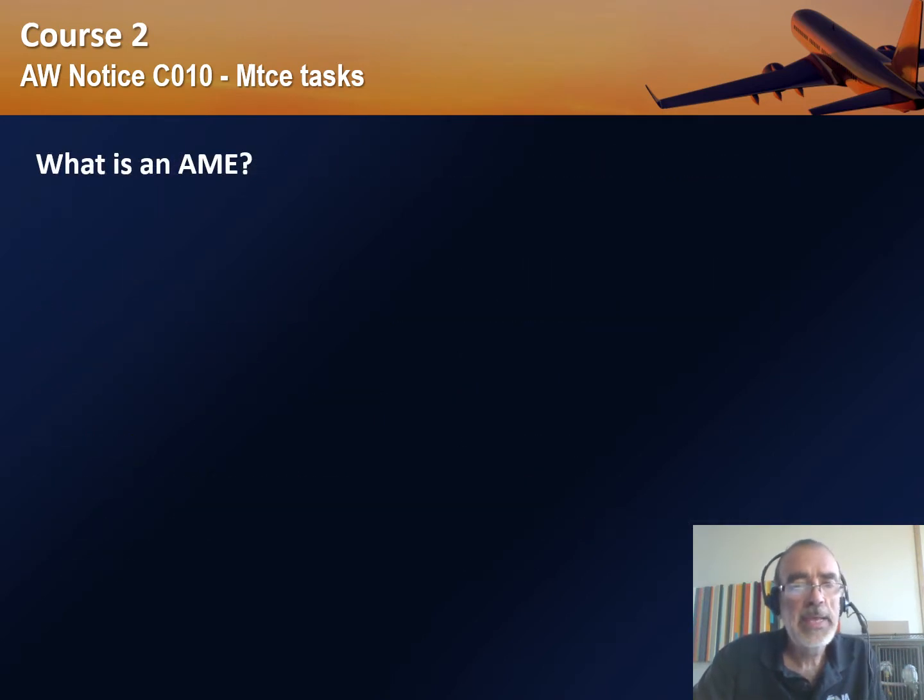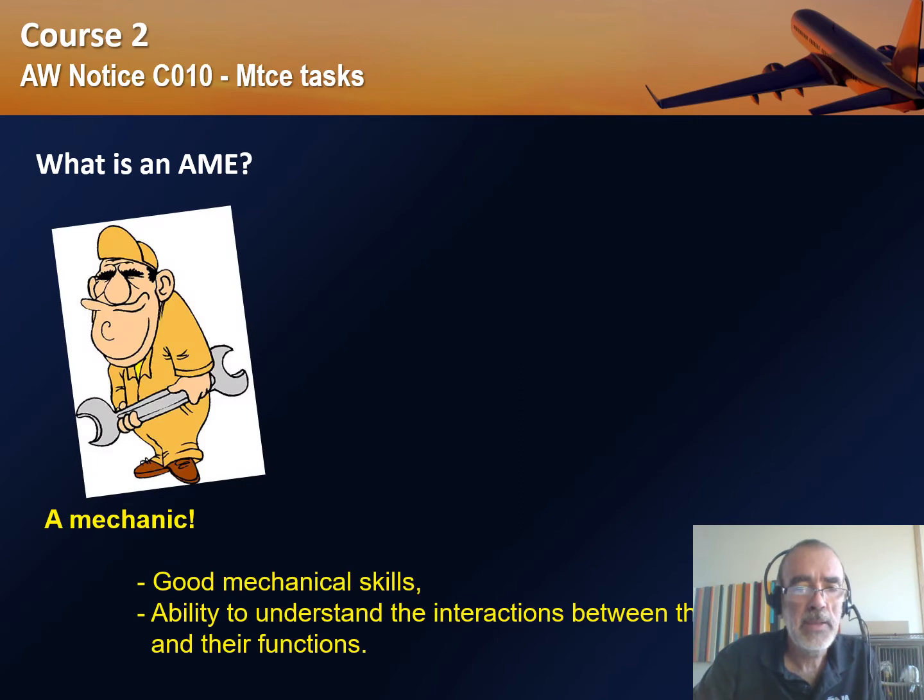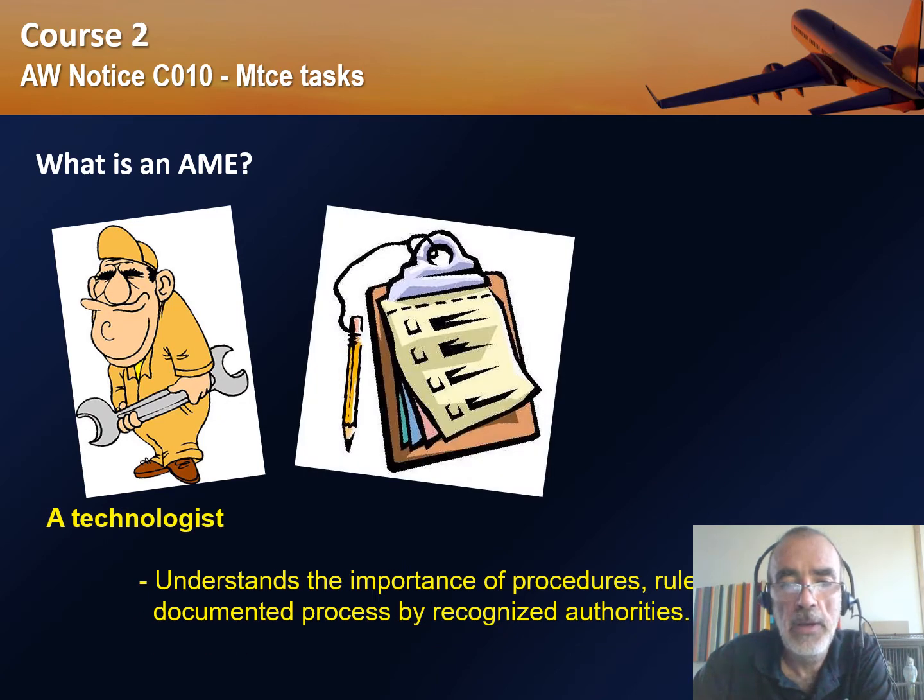What is an AME? Basically, he's a mechanic, okay? It's a mechanic and has to have good mechanical skills, ability to understand the interaction between the components and their functions. Also is a technologist, so understands the importance of procedures, rules, and the documented process by recognized authorities.